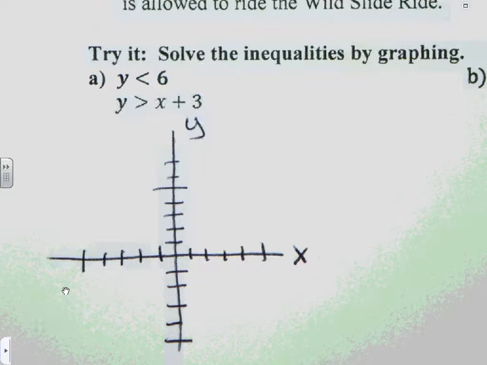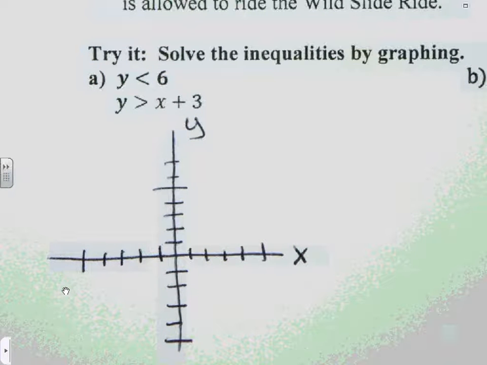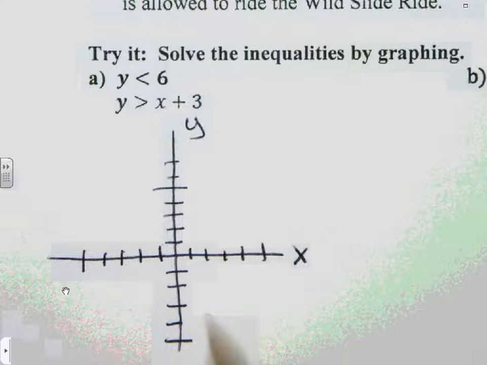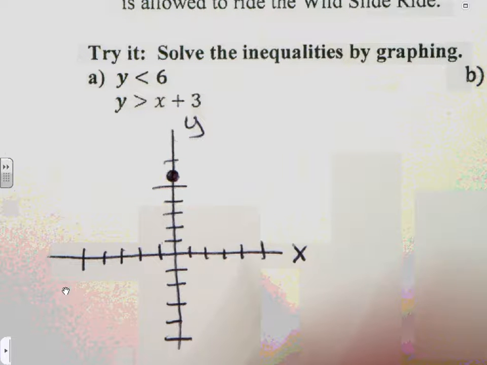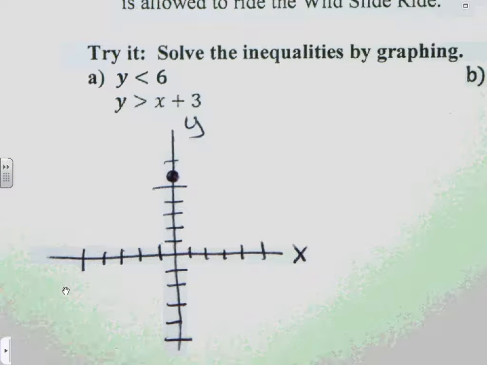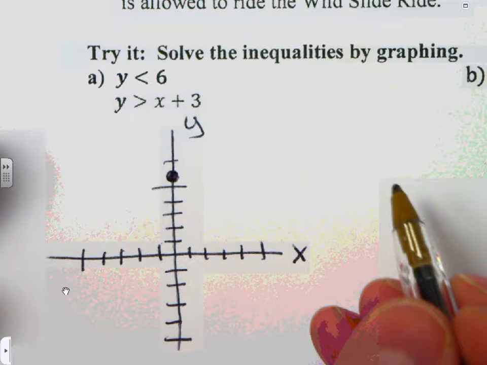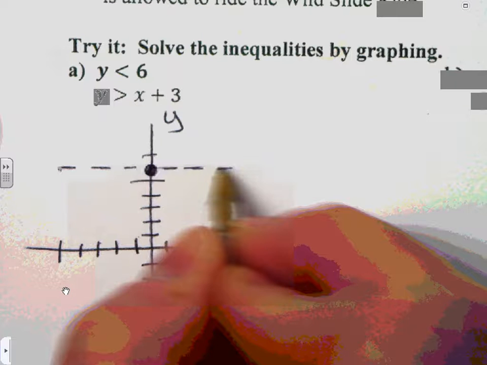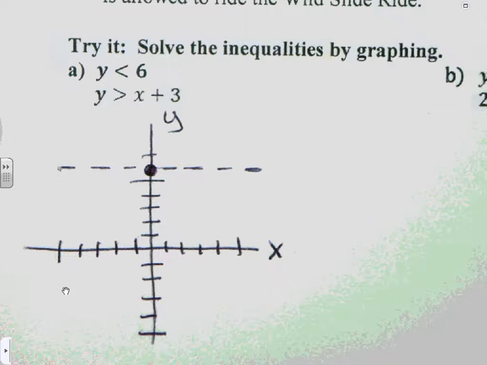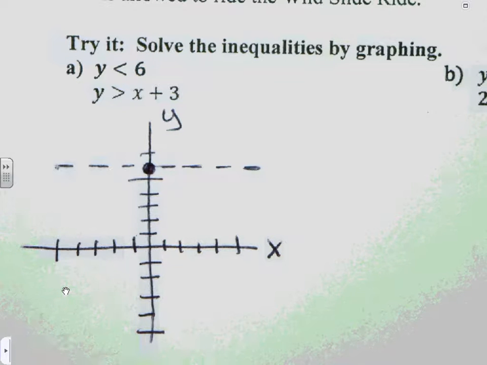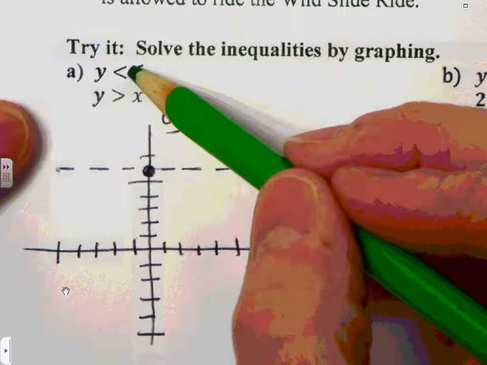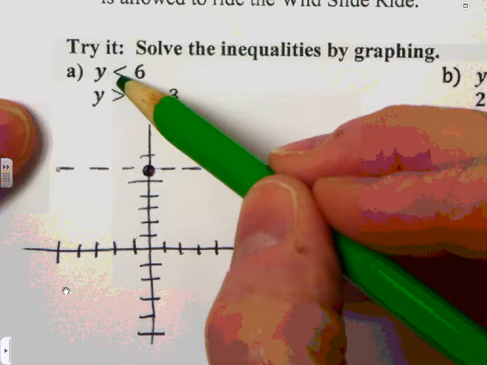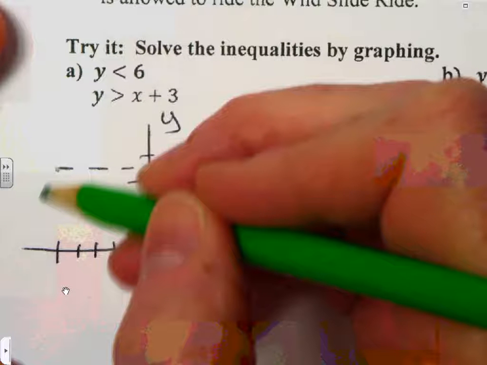So what would y is less than 6 look like? Where would I begin? At positive 6 on the y-axis. What direction will my line be drawn? Horizontal, which means sideways. Solid or dotted? Dotted. Now, am I going to shade above or below this particular line? Below, because it's a less than. The shaded part is less than the line. So all of this area down here needs to be shaded in.